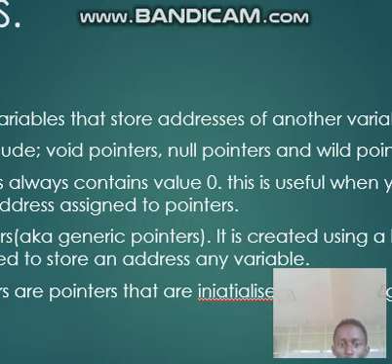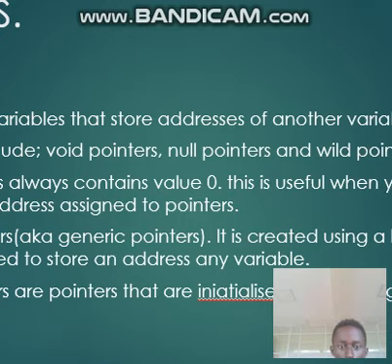Void pointers are also known as generic pointers. They are created using the keyword void. It is used to store any variable address. Wild pointers are pointers that are not initialized with anything. They are used to do different things. Null pointers are pointers that contain value 0. This is useful when you don't have any address assigned to the pointer.